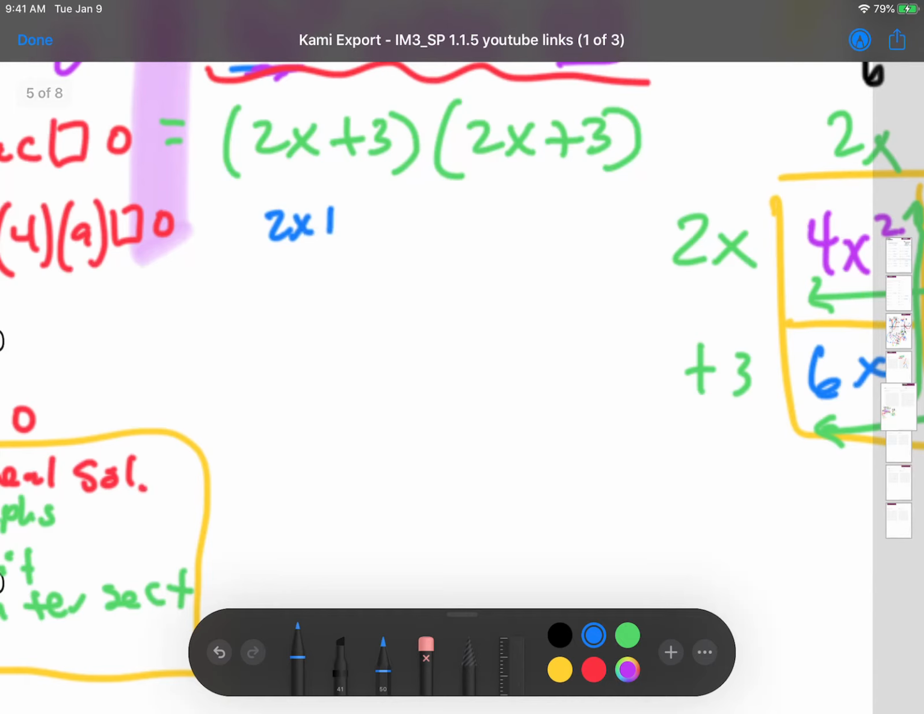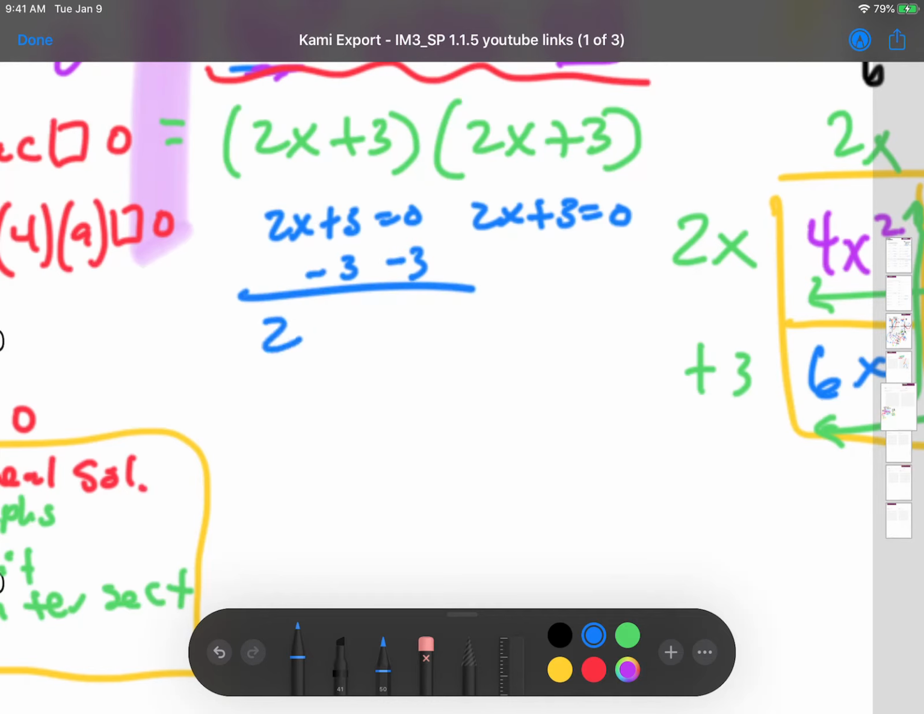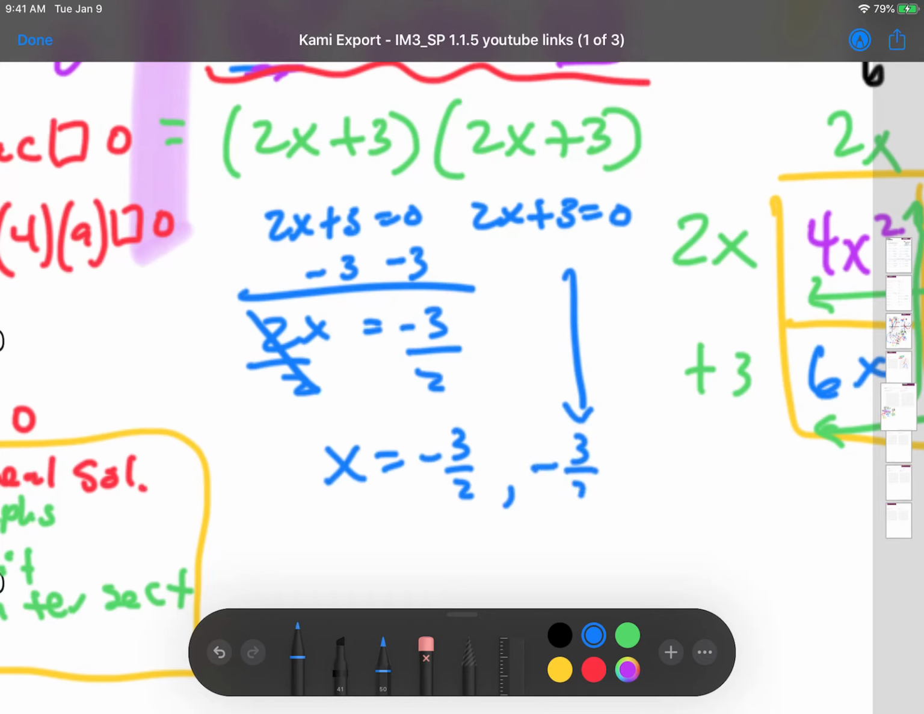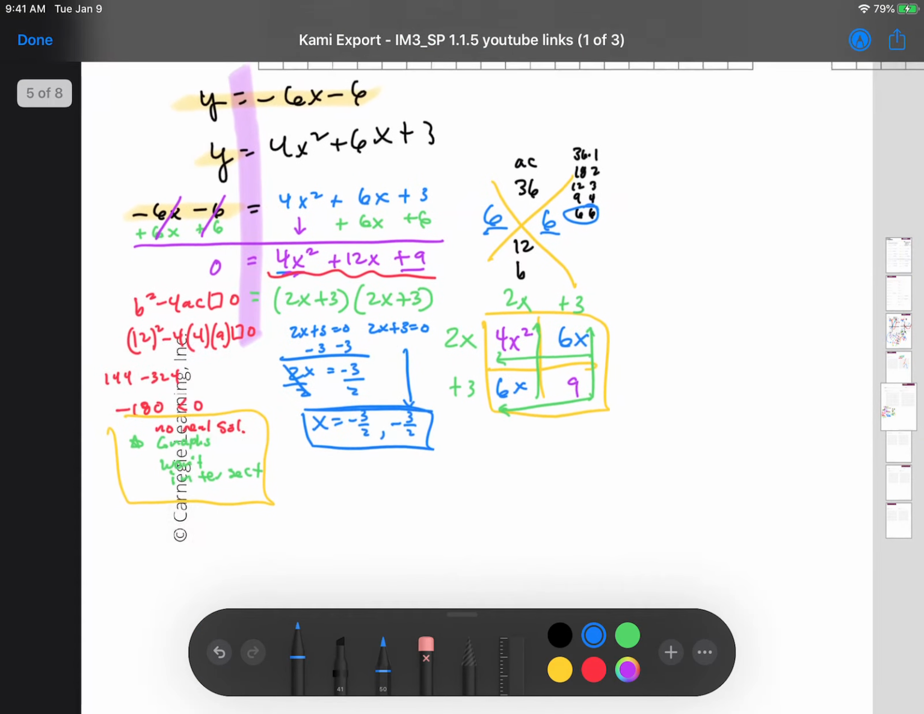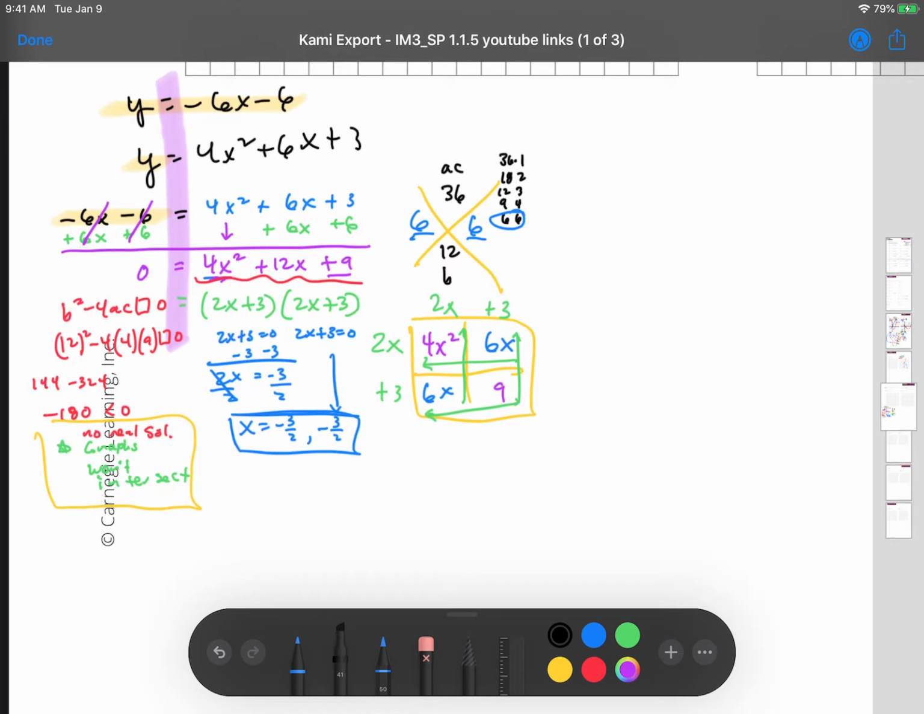You set these equal to 0. It's the same thing. Do it once, you've already done it. 2x equals negative 3. X equals negative 3 halves. So you get x equals negative 3 halves twice. Now, if I stick negative 3 halves into that equation, I'm going to write this one again down here.